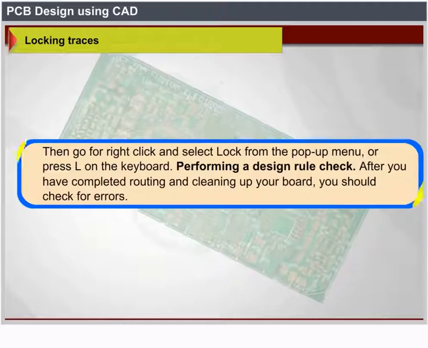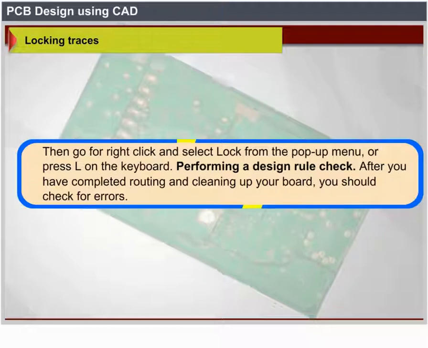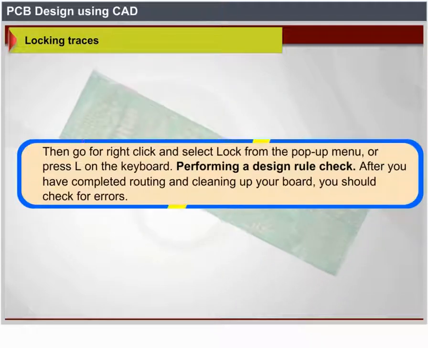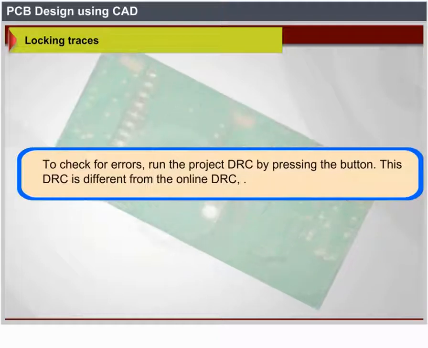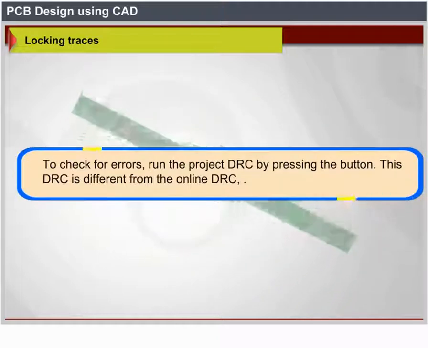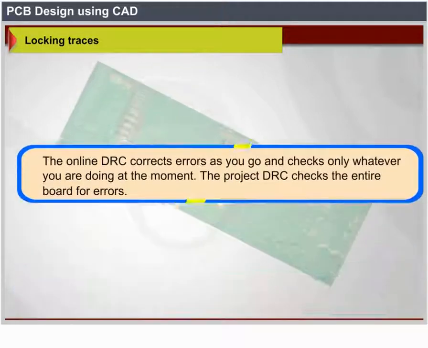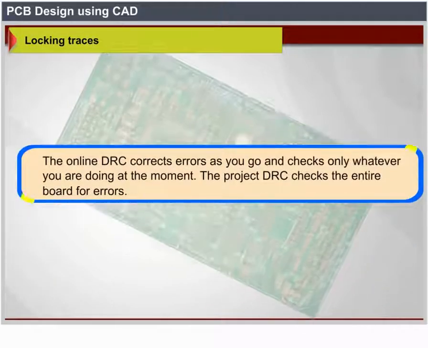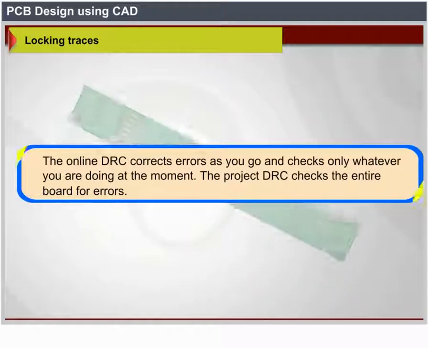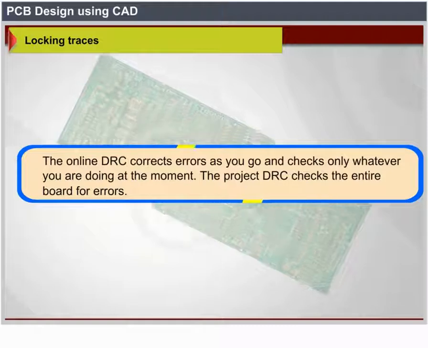Performing a design rule check. After you have completed routing and cleaning up your board, you should check for errors. To check for errors, run the project DRC by pressing the button. This DRC is different from the online DRC. The online DRC checks for errors as you go and checks only whatever it is you are doing at the moment. The project DRC checks the entire board for errors.